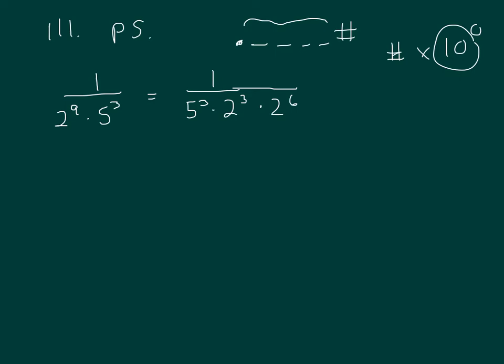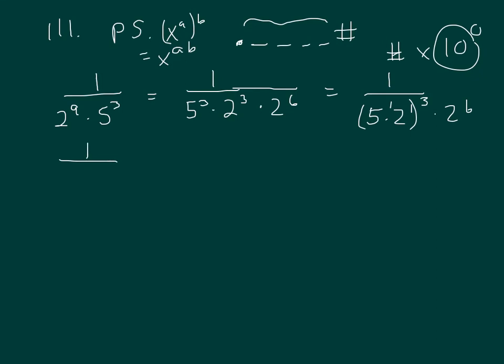So now I have 1 over 5 times 2 to the third. I'm going backwards because that's understood to be a 1 there and a 1 there. If I was to get rid of my parentheses, when you have a power to a power, you multiply. In other words, x to the a to the b is x to the a times b. So I've just rewritten that, and I still have my 2 to the 6. So now I have 1 over 5 times 2, which of course is 10, to the third, times 64. That's 2 to the 6.